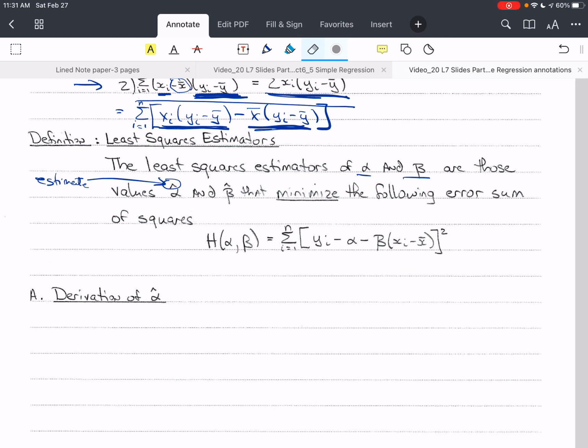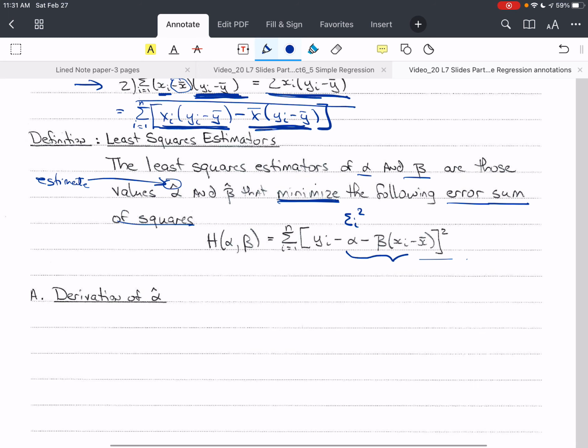So we have this equation, one equation, and we have two unknown parameters. And we want the values of alpha and beta that minimize this error sum of squares. What error sum of squares? Well, okay, let's look at what we've got in here and rewrite this. This is going to be epsilon i squared. Why? This here, I can rewrite as yi minus, and now I factor out a negative, alpha plus beta times xi minus x bar, and this is inside the square, right?